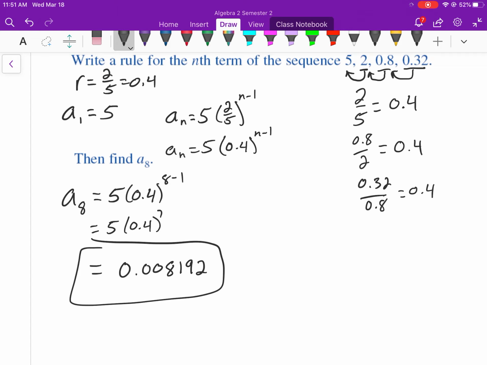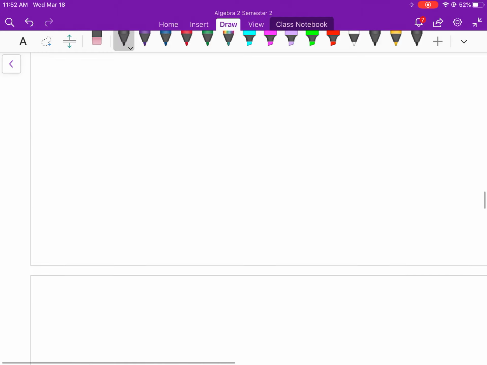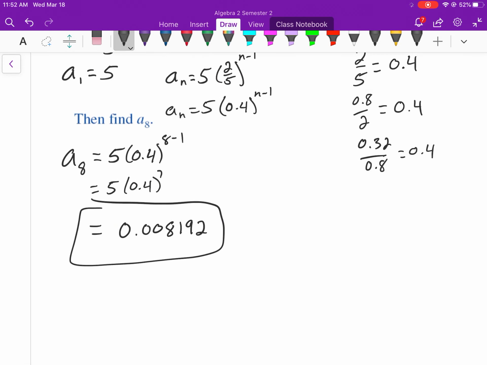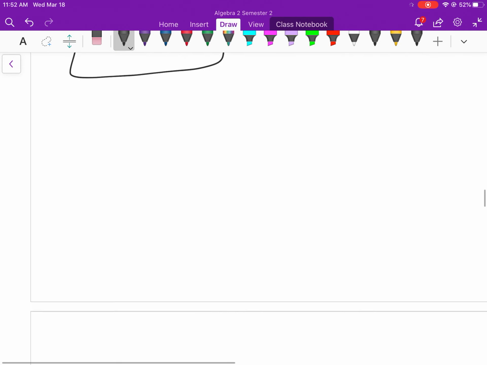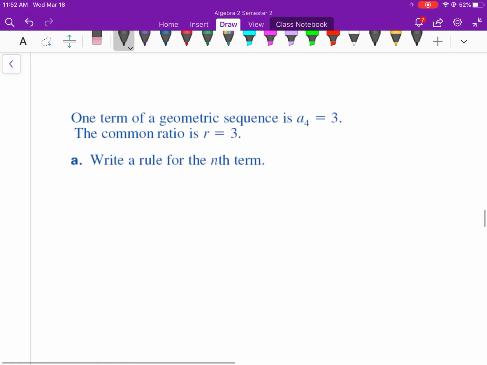Okay, so again, finding the rule is a little bit different with geometric sequences compared to arithmetic. It's because they have different general rules. When it comes to finding a specific term, there's no difference there except that you're obviously having a different general rule for each given sequence. But again, finding the eighth term, you're just plugging 8 into n no matter what your general rule is.